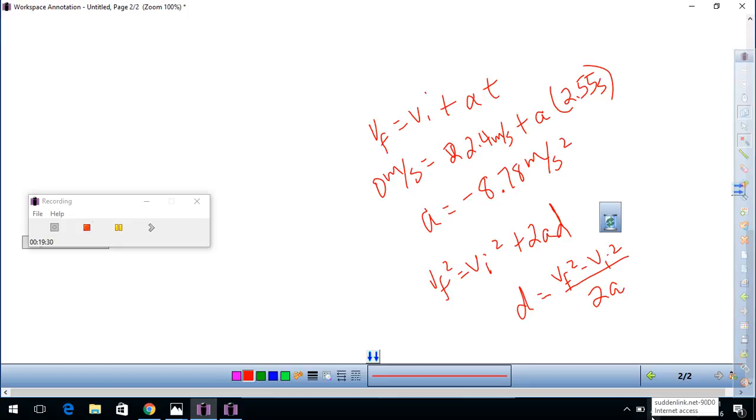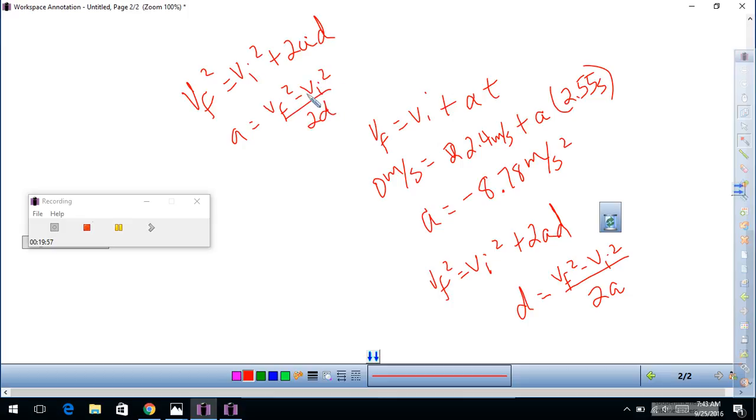All right, last one. A bullet leaves a rifle muzzle with a muzzle velocity of 521 meters per second. While accelerating, it moves a distance of 0.84 meters. Find the acceleration. Well, that's no big deal. You have VF squared equals VI squared plus 2AD. We want to rearrange this and solve for A. So A is going to be VF squared minus VI squared over 2D.